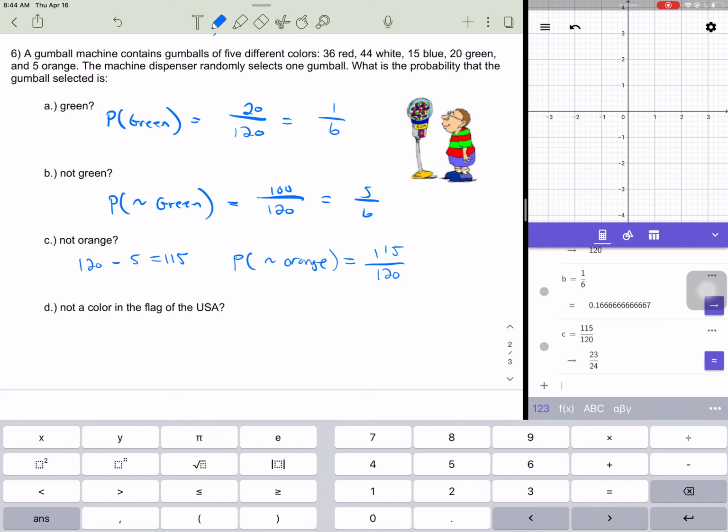What about not a color in the flag of the U.S.? Well, what are the colors in the flag? Red, white, blue. So how many of these are not red, white, or blue? So red, white, blue, green, and orange. 25. 25 out of 120 is the probability of not a color in the flag.